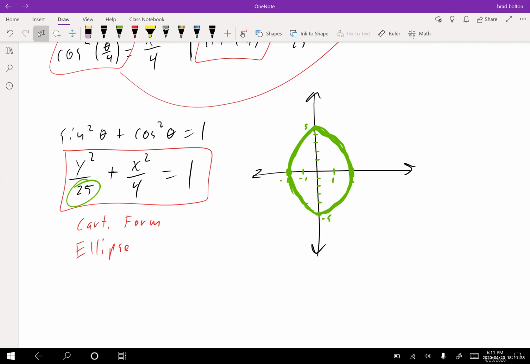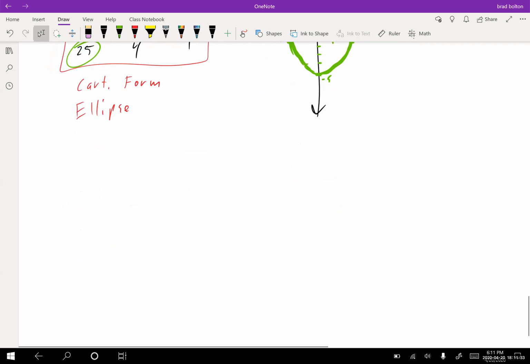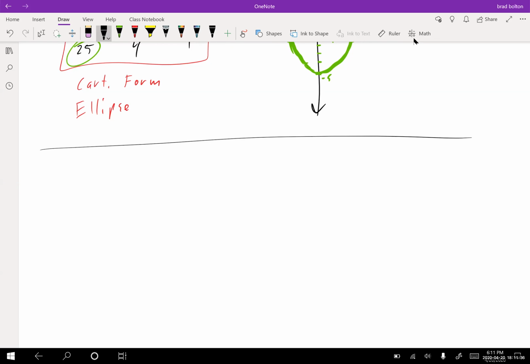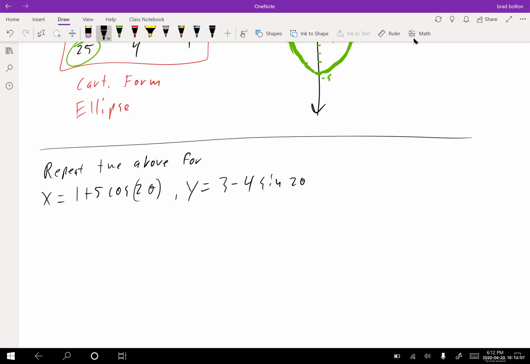Let's see if we have another one here. Let me give you guys one to try now. Why don't you do the same thing? Repeat the above for x equals 1 plus 5 cosine 2 theta, and y equals 3 minus 4 sine 2 theta.